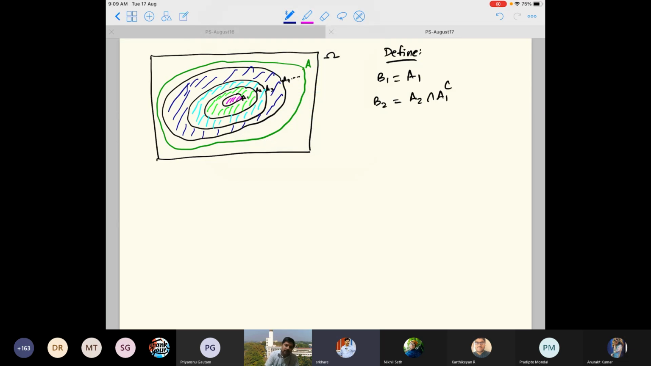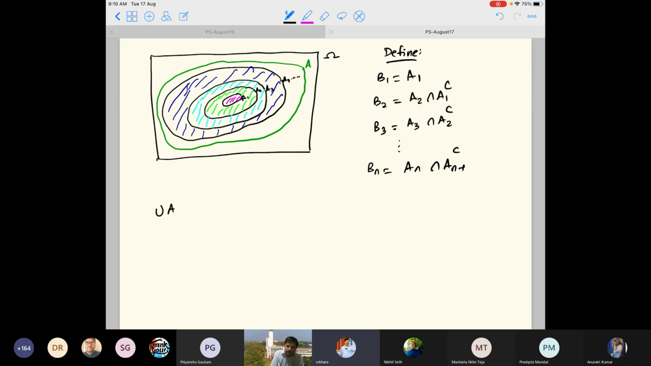So how am I writing this in set notation? Can you tell me what B3 is? A3 intersection A2 complement, that's right. And so on and so forth. So what will Bn be in general? An intersection An minus 1 complement. Is that right? That is my Bn. So I'm looking at all the rings.